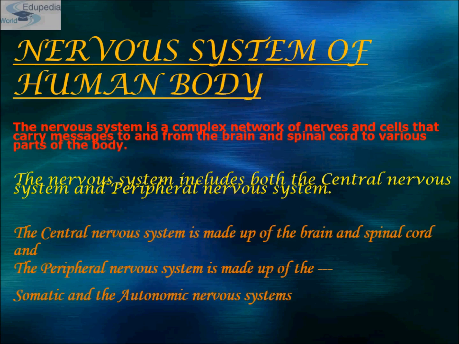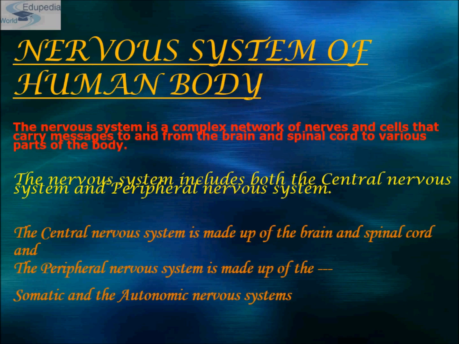My topic for the presentation is the fourth section of the chapter Neural Control and Coordination. In this section of presentation, I'll be teaching you the nervous system of the human body. As we know, the nervous system is a complex network of nerves and cells that carry messages to and from the brain and spinal cord to various parts of the body.